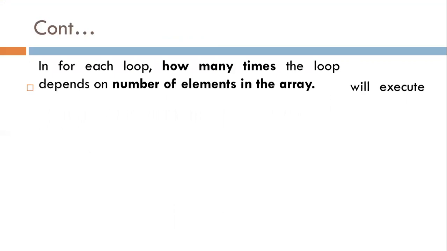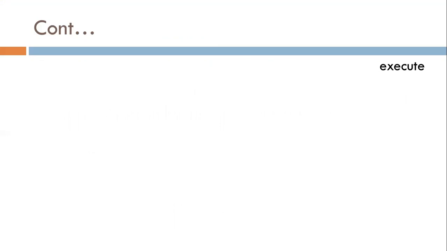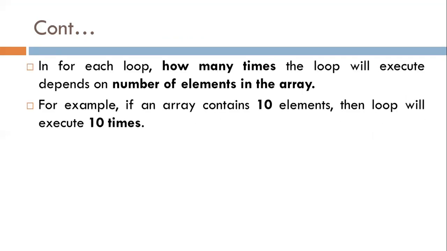Now, in a foreach loop, how many times will the loop execute? It depends on the number of elements in the array. For example, if there are 5 elements in the array, then the loop will execute 5 times. For another example, if an array contains 10 elements, then the loop will execute 10 times. It means the number of times equals the number of elements in the array.